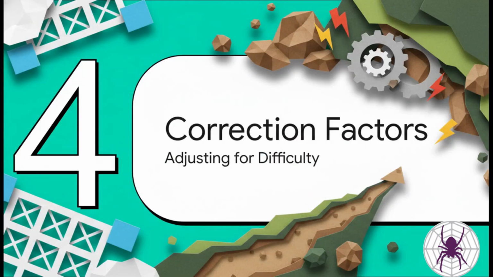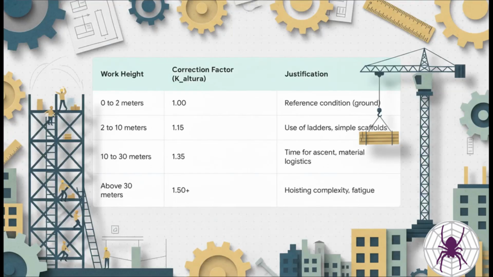Now, a base index assumes perfect conditions, right? But project sites are, well, they're rarely perfect. This is where we have to get real and adjust for the world as it is. Working at height is a perfect example. Just the time it takes to get up to the work area and manage your materials means that a job 30 meters in the air can demand 35% more man-hours than the same task on the ground. Forgetting to factor that in is a classic recipe for disaster.